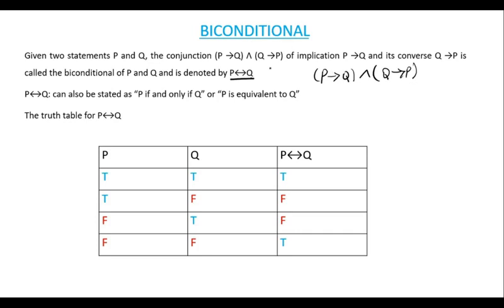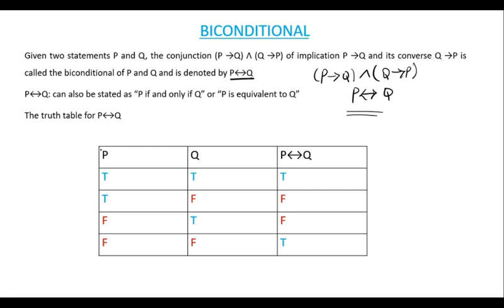Now this becomes the biconditional of the compound statement. Or we can just simply say P implies Q, and Q also implies P. So this is the biconditional we are talking about. Now, P biconditional Q can also be stated as P if and only if Q, or P is equivalent to Q.